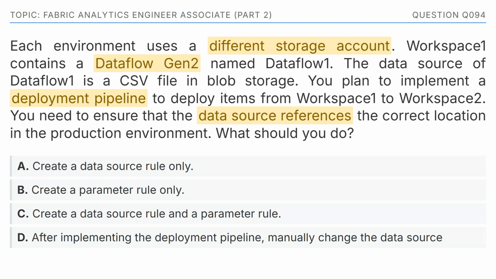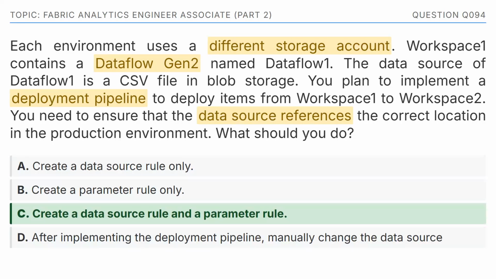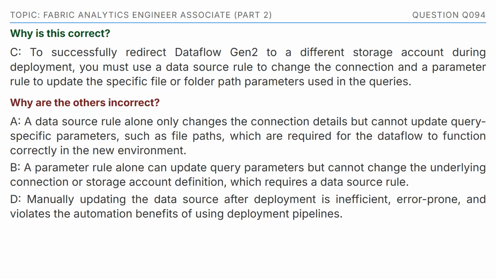To arrive at the correct answer, we focus on the keywords: Dataflow Gen 2, deployment pipeline, different storage account, data source references. The correct answer is option C, create a data source rule and a parameter rule. Why is this correct? C. To successfully redirect Dataflow Gen 2 to a different storage account during deployment, you must use a data source rule to change the connection and a parameter rule to update the specific file or folder path parameters used in the queries. Why are the others incorrect?